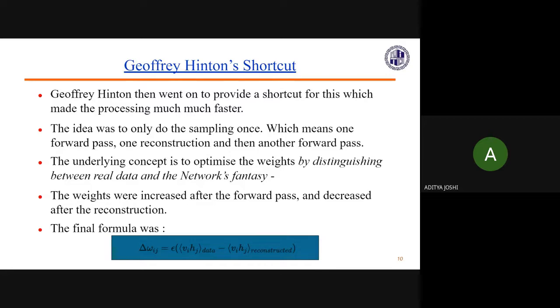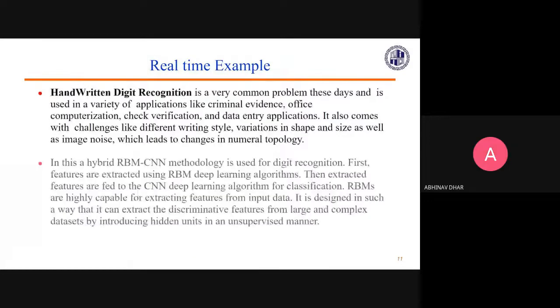Okay, so now we'll be discussing some special cases and use cases of Boltzmann machines before we conclude. All right, now we'll discuss some real-world examples of restricted Boltzmann machines. One of these examples is handwritten digit recognition.